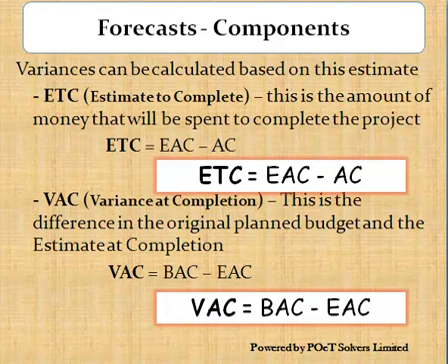Once we calculate the estimate at completion, it is possible to calculate the estimate to complete. The estimate to complete is the total cost of the remaining project work or activities. It is the difference between the estimate at completion and the actual cost. That is, ETC equals EAC minus AC. The variance at completion tells us the difference in the amount we plan to spend and the amount we will eventually spend when the project is complete. This helps us to paint a picture to top management on how the project will come in. VAC is the difference between BAC and EAC.